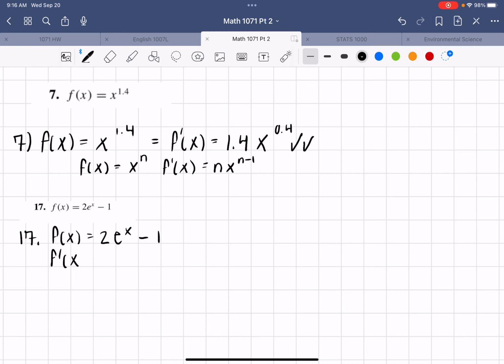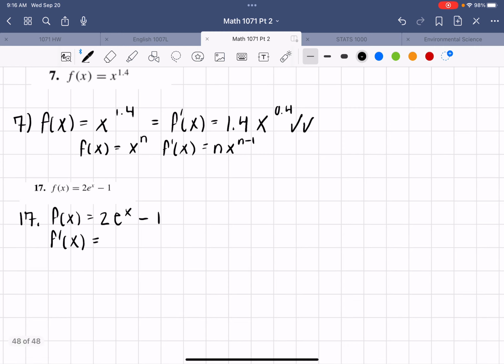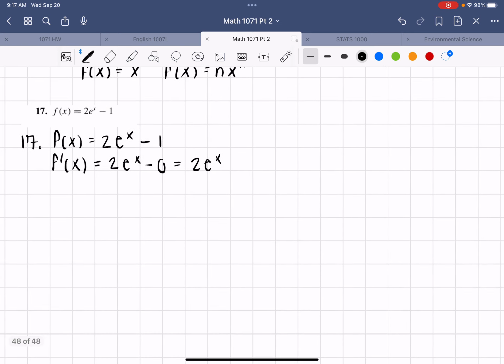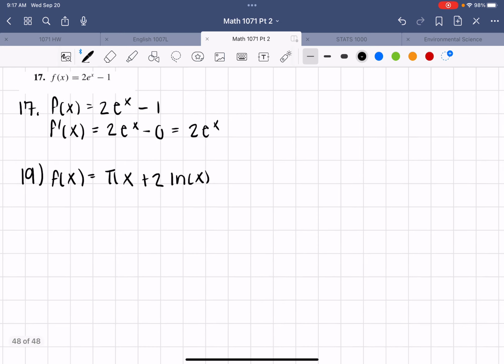Number 19. F of x is pi x plus twice the log of x. Okay. Now here, pi is a coefficient, and a coefficient stays. So our derivative, pi is the coefficient of x. It stays. The derivative of x is just 1.